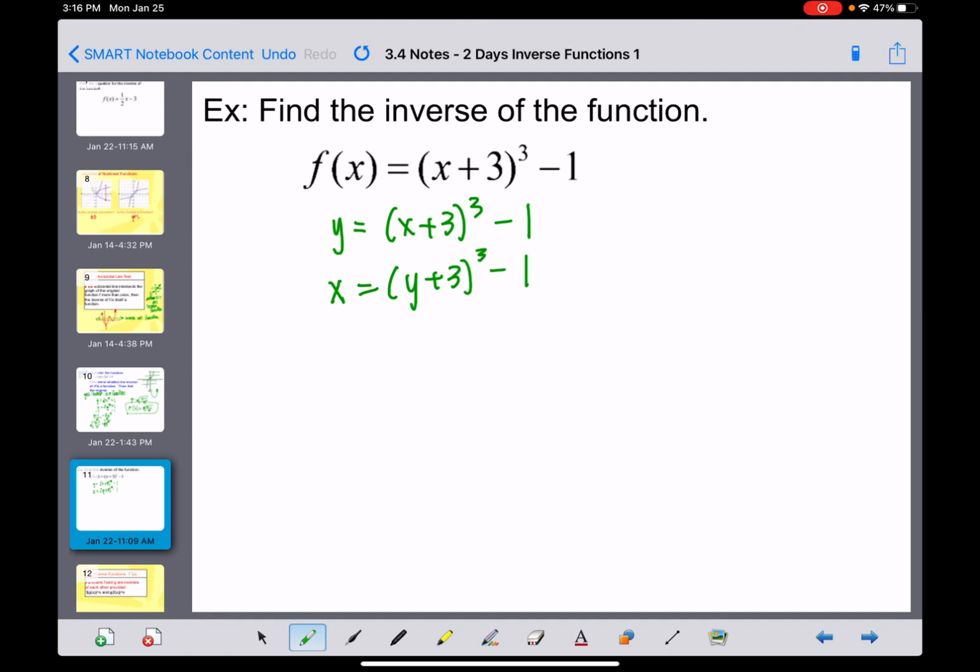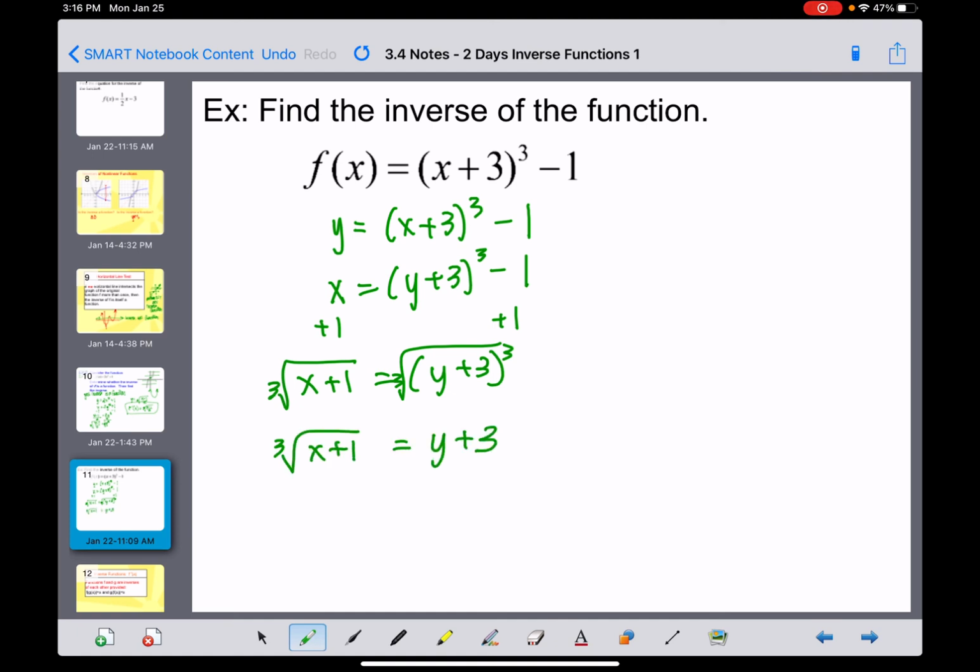So the order I have to do this, I have to add the 1 first so that I get the something cubed by itself. So I have x plus 1. And then I'm going to cube root both sides. So I have the cube root of x plus 1 equals y plus 3. And then I'm going to subtract the 3. Okay, when I subtract that 3, it has to be on the outside. So make sure your cube root looks like that, and then you have a minus 3.